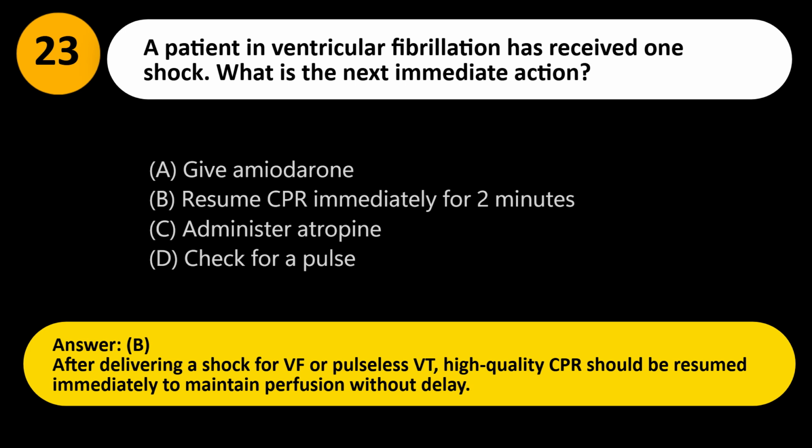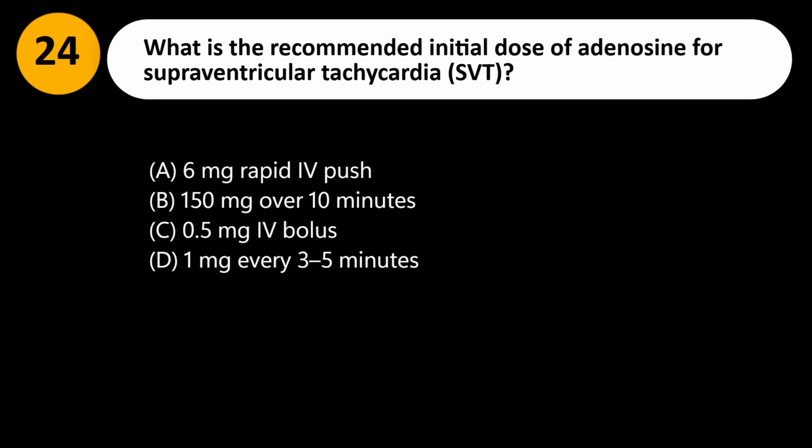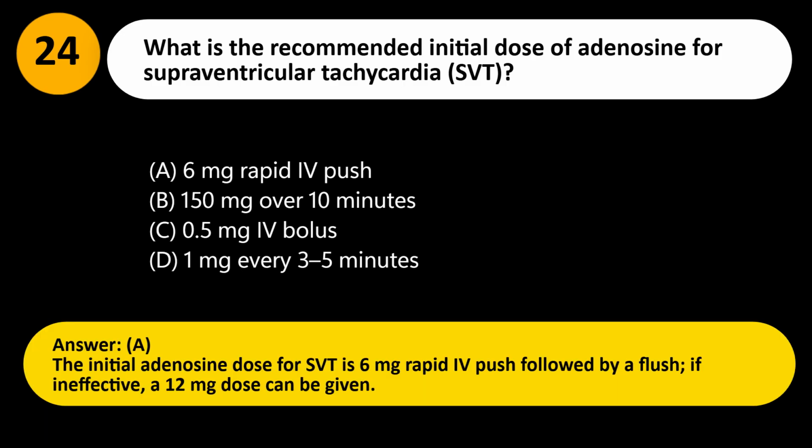What is the recommended initial dose of adenosine for supraventricular tachycardia, SVT? A. 6 mg rapid IV push. B. 150 mg over 10 minutes. C. 0.5 mg IV bolus. D. 1 mg every 3 to 5 minutes. Answer, A. The initial adenosine dose for SVT is 6 mg rapid IV push followed by a flush. If ineffective, a 12 mg dose can be given.